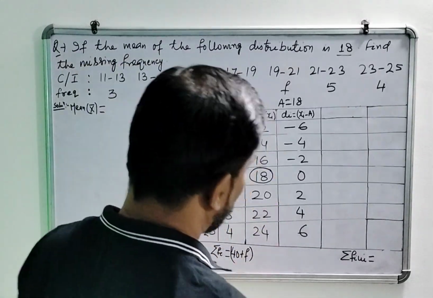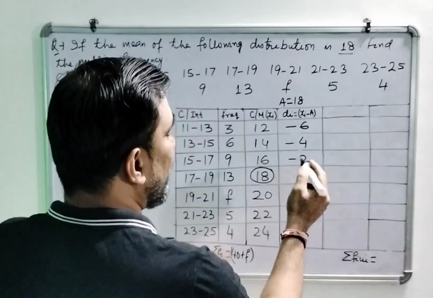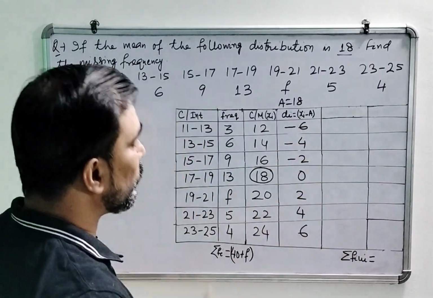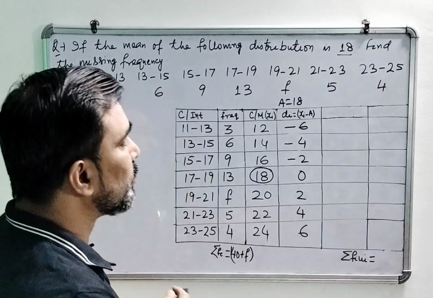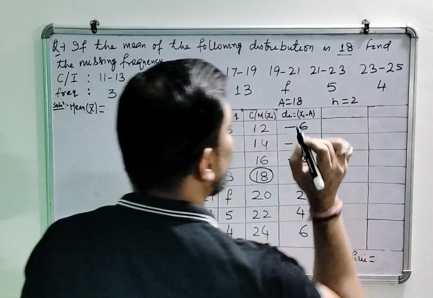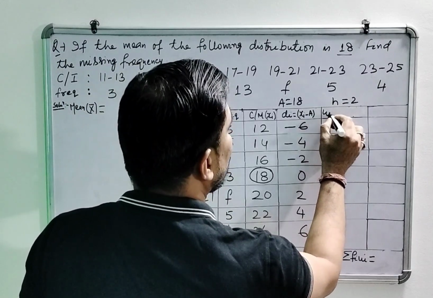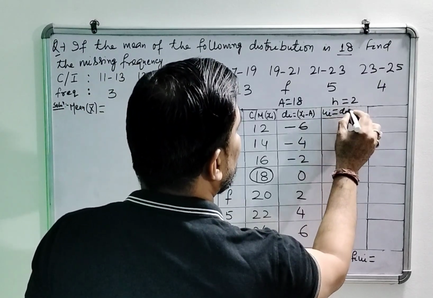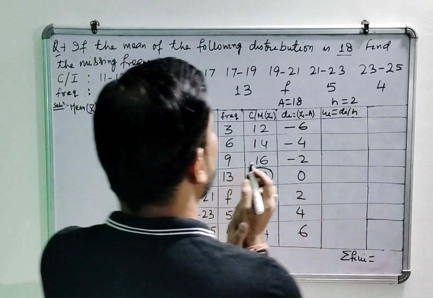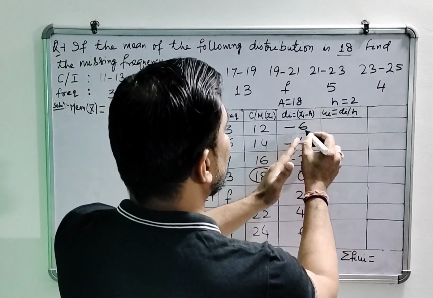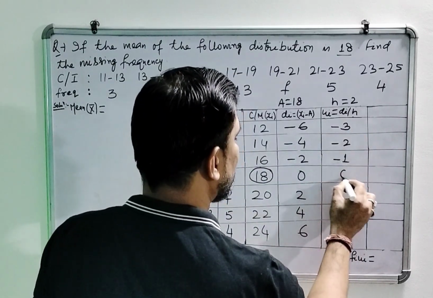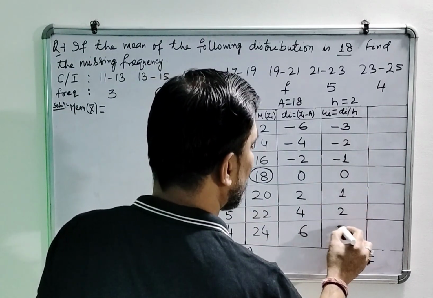Now look here, we can reduce the arithmetic by dividing these deviations by 2, because we find 2 as a common factor. So we will consider h, the common factor, as 2. Now we will find ui as deviation divided by h. For the first class interval, the deviation is minus 6 upon 2, that is minus 3, minus 2, minus 1, 0, 1, 2 and 3.